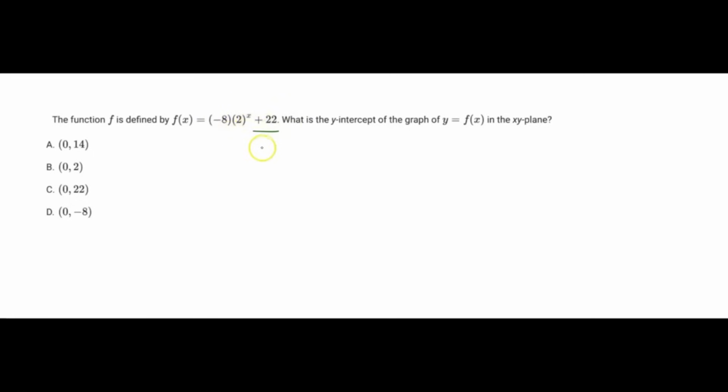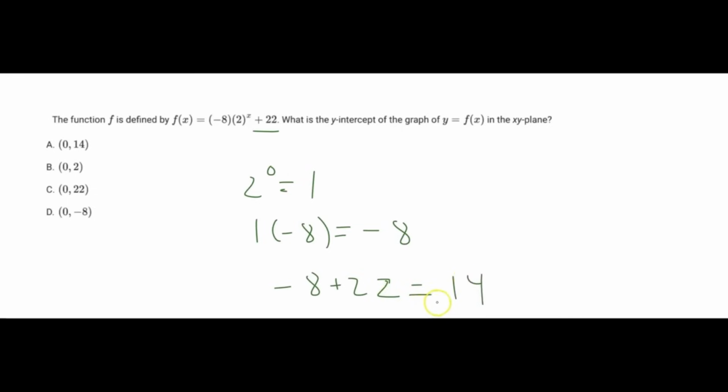But something you'll notice here is that the y-intercept is the value you get when x is 0, right? So if we look at this more closely, 2 to the power of 0 is really just 1, right? And so 1 is going to be multiplied by negative 8. So 1 times negative 8 gives us negative 8. So in reality, we have negative 8 plus 22. And negative 8 plus 22 is going to give us 14. All right? So 14 here is going to be our y output when x is 0. And therefore, our answer choice is going to be A.